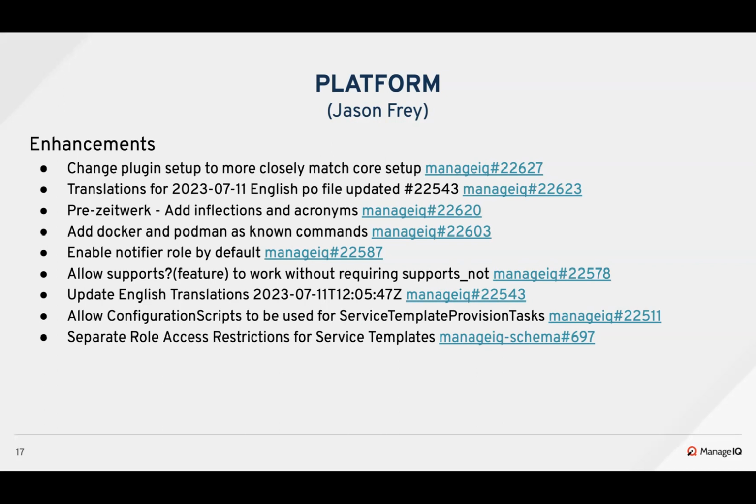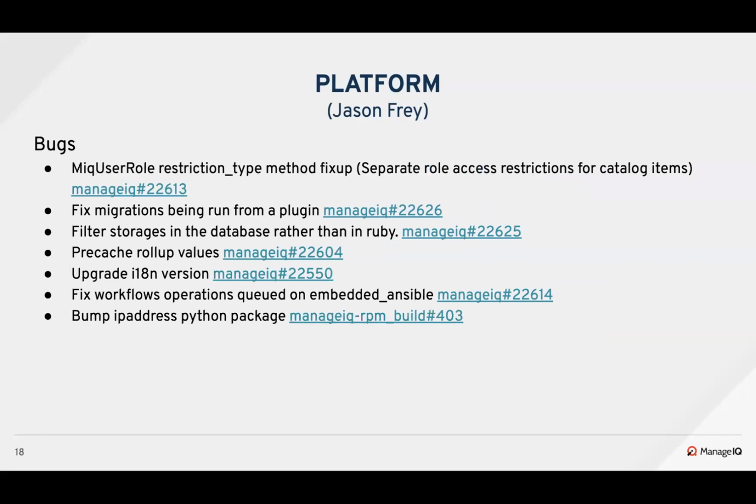Adam added a change to allow configuration scripts to be used for service template provision tasks. This is another change towards the workflows. And finally, Jay added the separation of role access restrictions for service templates, which allows you to give catalog items different permissions than the rest of the items when you're trying to do RBAC on them. On the bug side, Jay then followed up with a fix on those restriction type methods for that PR.